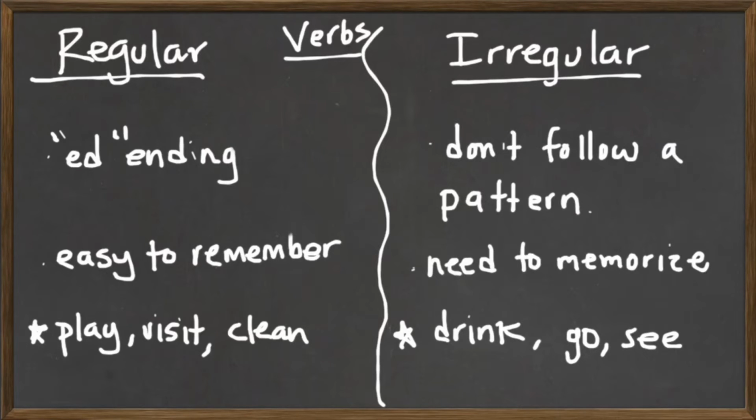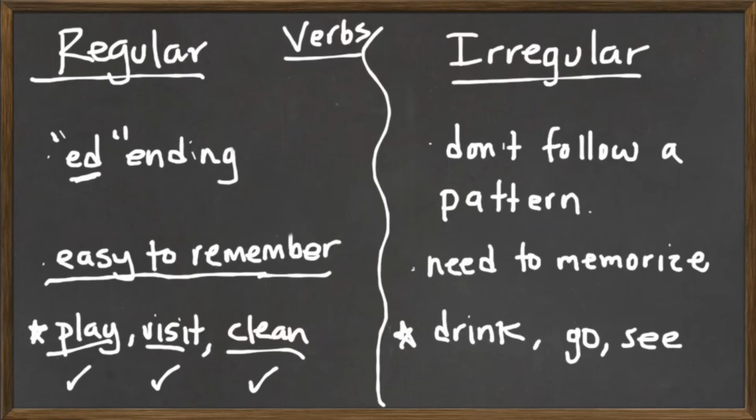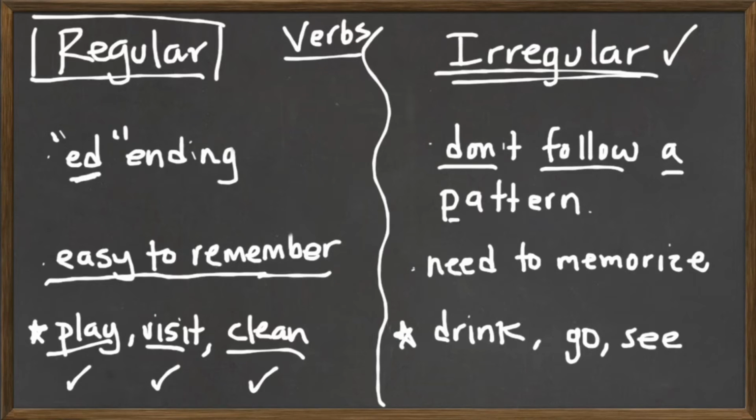Alright, let's erase that so that there isn't much mess there. Okay, the second thing to remember is that regular verbs are easy to remember. Why? Because they always have this ending, ed ending. Some examples are the ones that I already mentioned, which are play, visit, and clean. In past, played, visited, and cleaned. We are going to check the pronunciation of the verbs, more specifically the irregular verbs in the past, later in a different video. Now, the irregular verbs are a little bit different. They are irregular because they don't follow a pattern.